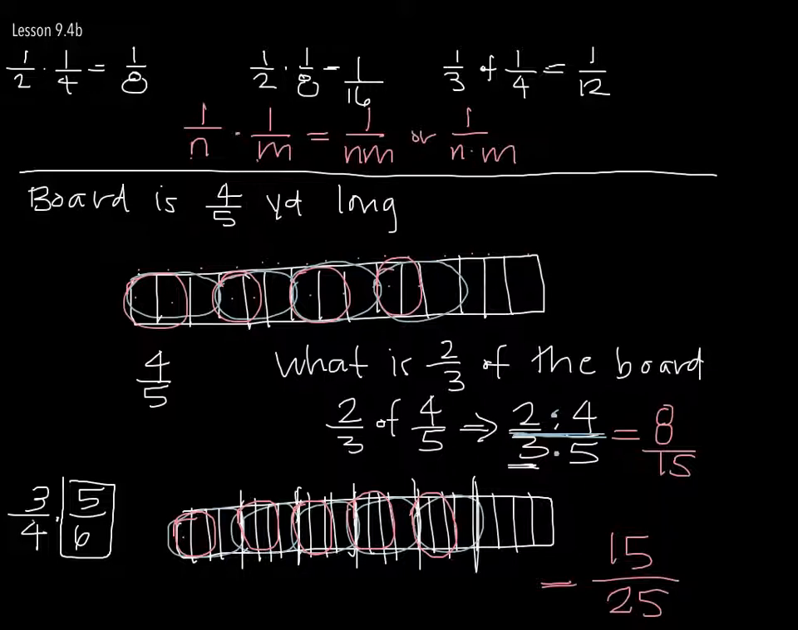Oops, that's not 24 at all. I apologize. It won't let me erase, unfortunately. Weird. So 15 over 24. I can divide both of those by 3, and I'm going to get 5 over 8. All right? Now, if I want it simplified, I can just multiply this one. 3 times 5 is 15. 4 times 6 is 24.